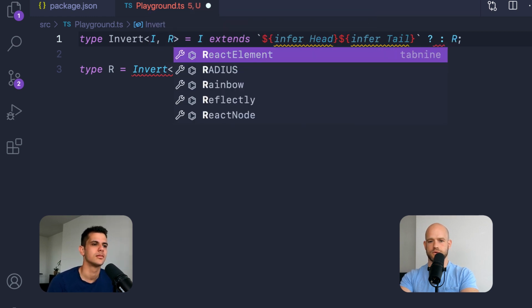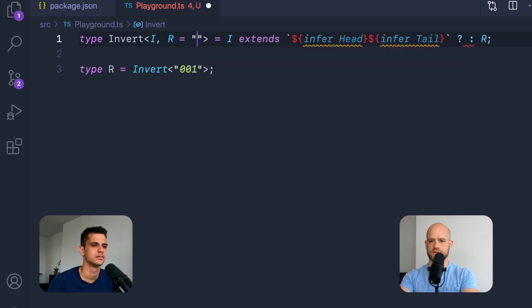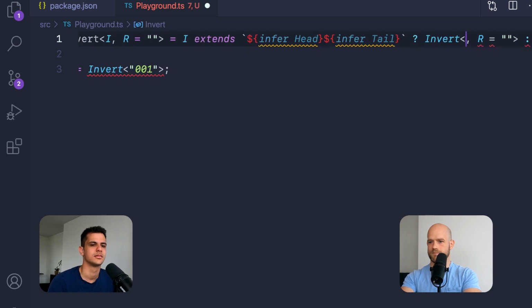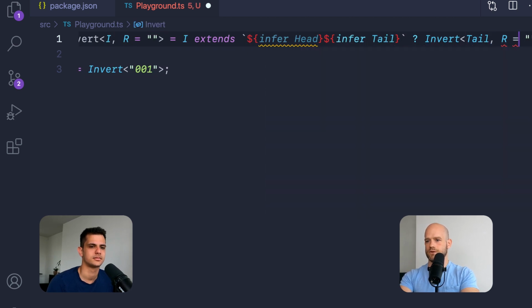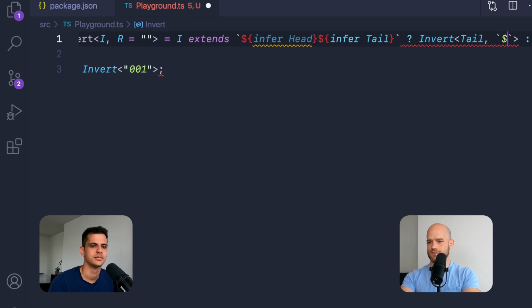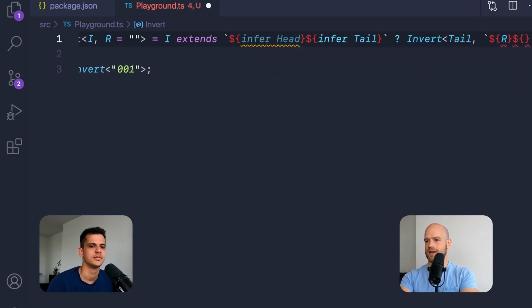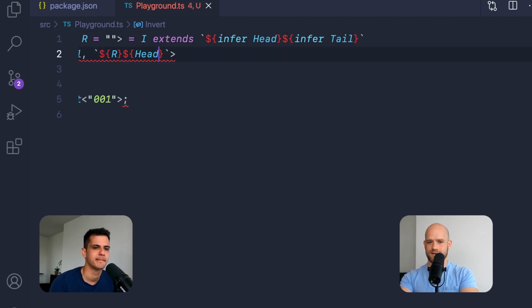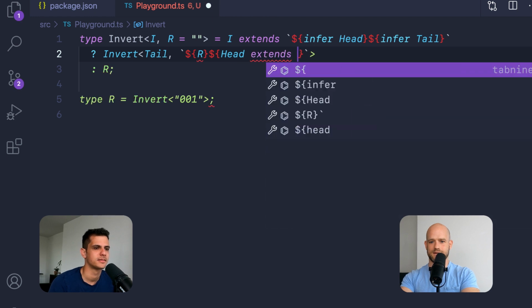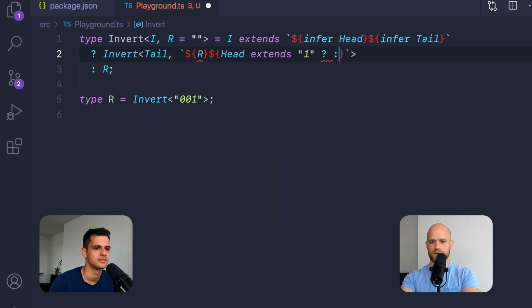I'm going to store the result, and the default value of the result is an empty string. And here, we just have to call invert on the tail, so on the remaining part, and we need to concatenate to the result. So if head is 1, we add 0 and vice versa. So head extends 1, we return 0.